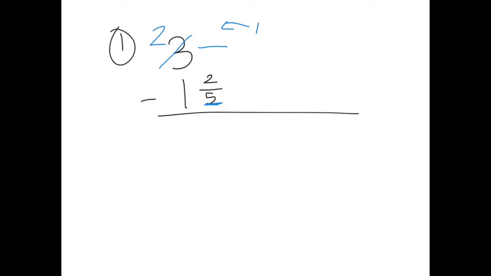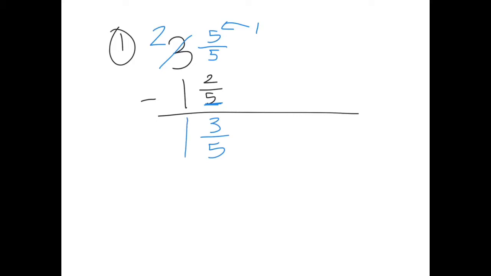I have 2/5. So fifths is the size of the units or pieces that we're working with. Well, let's keep that the same. It'll make everything easier. So that 1 whole, I'm going to convert to 5/5 because that is the equivalent. Now I simply subtract by place value. 5/5 take away 2/5, 3/5. And 2 take away 1, 1.